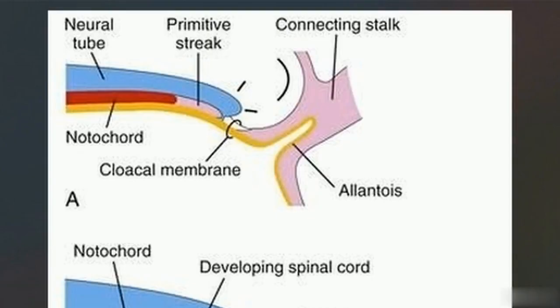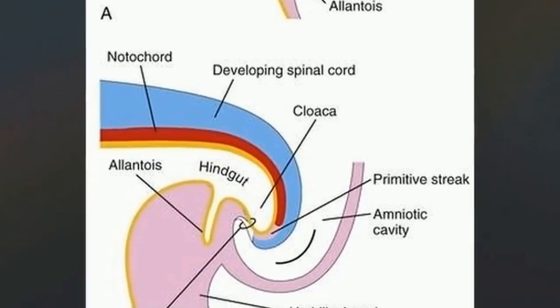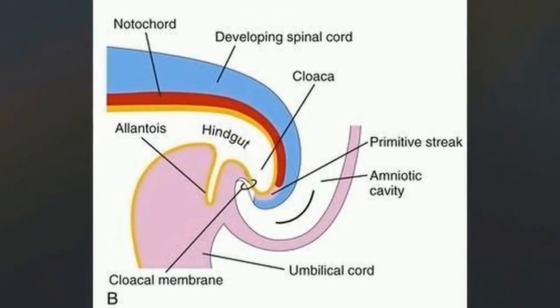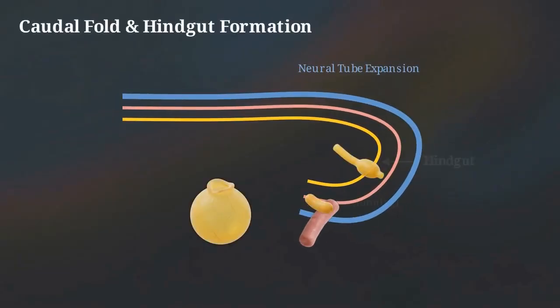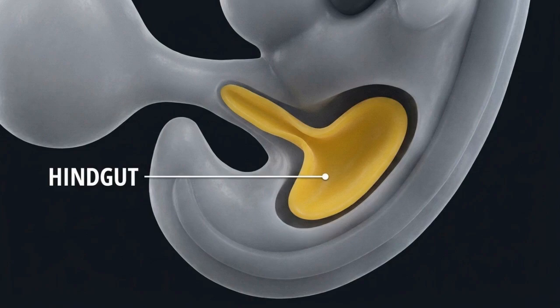This diagram of the caudal eminence maps the pre-fold anatomy. Panel A shows the flat relationship between the primitive streak, cloacal membrane, and connecting stalk. In panel B, the distal blue neural tube elongates, pushing the primitive streak completely caudal to the cloacal membrane. This tail fold also captures the posterior portion of the yolk sac endoderm. This newly internal tube is the hindgut. The terminal end of this hindgut dilates slightly to form the cloaca.